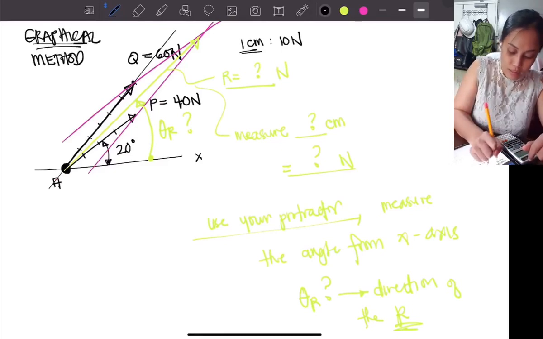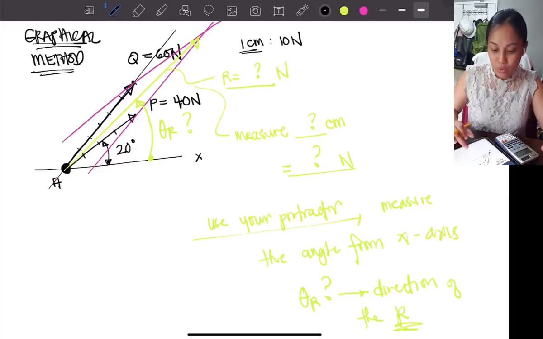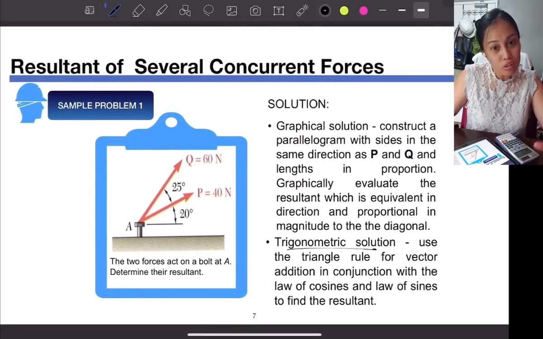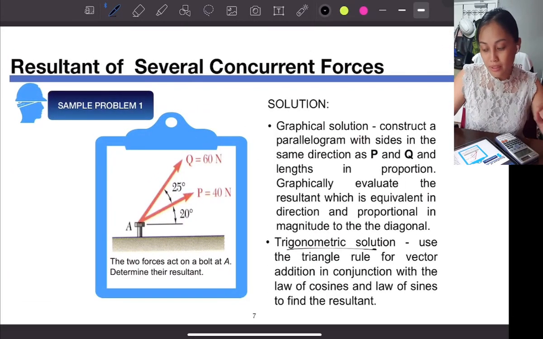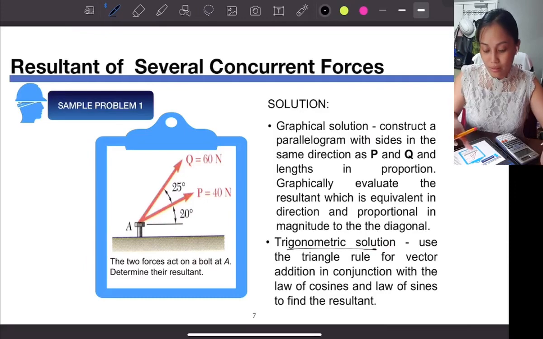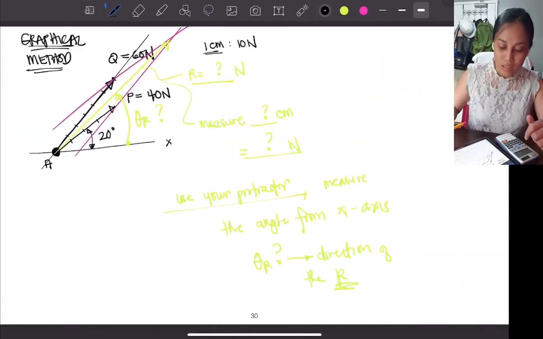If you want to try that, you can, and then compare it with solving the problem using the trigonometric solution to see if your answer is the same. It should be accurate, so your measurement of the forces should be accurate, and your measurement of the angles using your protractor should also be accurate, so that you will get the correct value of the resultant force. Okay, so let's try to solve this using the trigonometric solution.